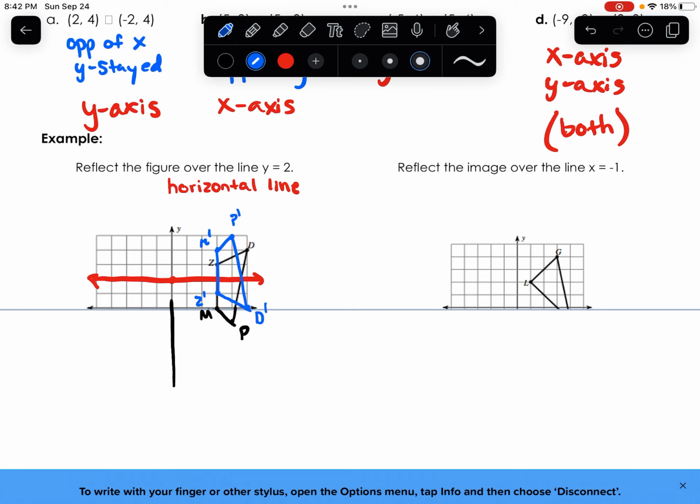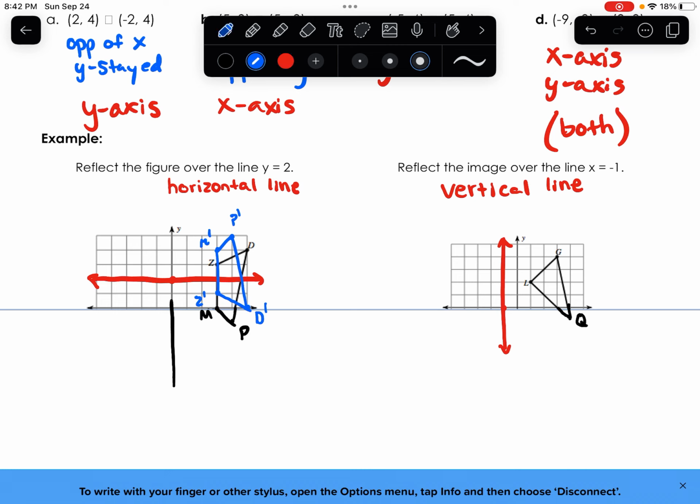All right, on the one next to it, it says reflect the image over the line x equals -1. So if we have x equals, that is going to be a vertical line. All right, similarly, let me finish drawing that picture. That was just here, and that point was Q. If I have the line x equals -1, on my x-axis, I'm going to put a point at -1, and this is a vertical line, so that line is going to go up and down.